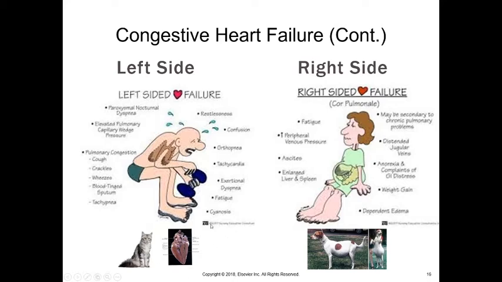Cats are more likely to get left-sided failure because what they get is a hypertrophic cardiomyopathy. Remember, cats are more likely to get cardiomyopathy, and hypertrophic cardiomyopathy means that the heart walls grow bigger than normal size. And so when the heart walls get really, really thick, that means there's not enough space for the blood to accumulate and pump out.